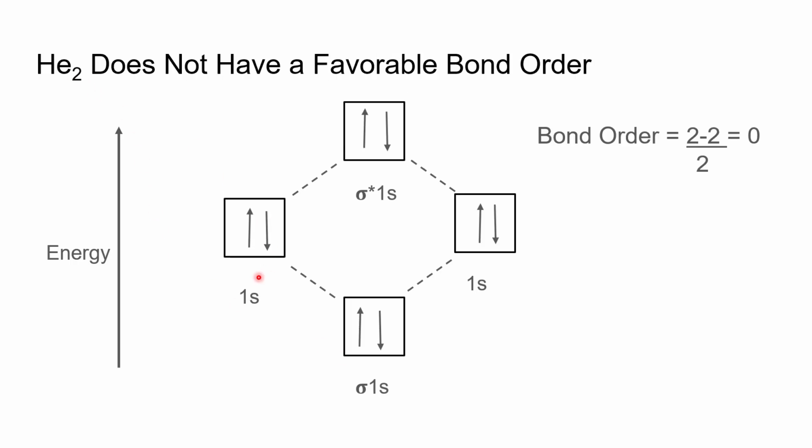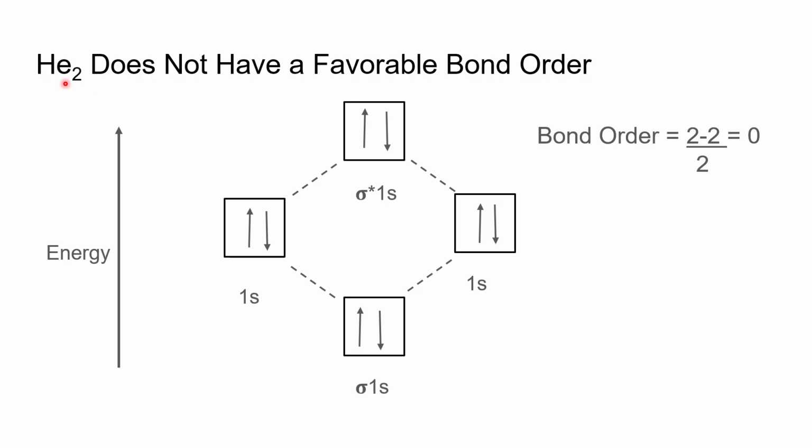If you had helium, each helium would bring 2 electrons to the bonding situation. The first 2 will go to that more stable sigma bonding. The next 2 have to then go into the antibonding. Because there were 4 total electrons and they had to go somewhere, 2 minus 2 is 0. 0 divided by 2 is still 0. So that's why He2 doesn't exist, according to molecular orbital theory, because there is no bond order.